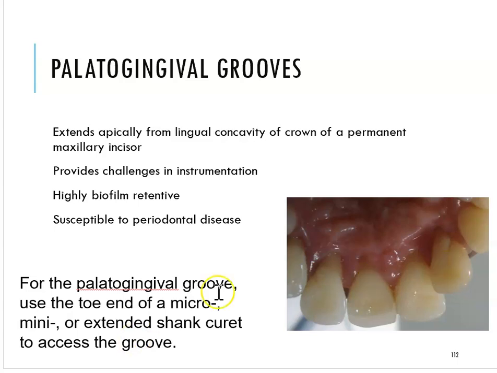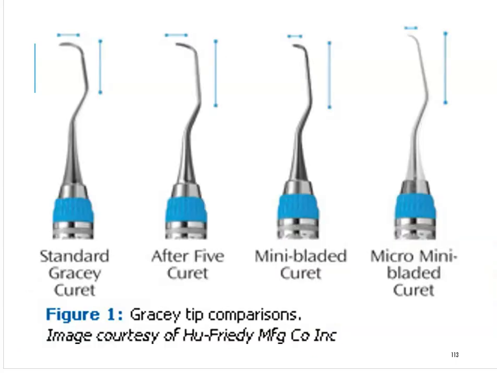So what am I saying? What are these things? What is a micro, mini, or extended shank curette? Well, when you have tiny locations, or when you have furcations that you need to get into, this is the standard Gracey. And you can see it has a shank that is regularly sized. But if you want to get in deeper, you can get an After Five curette.